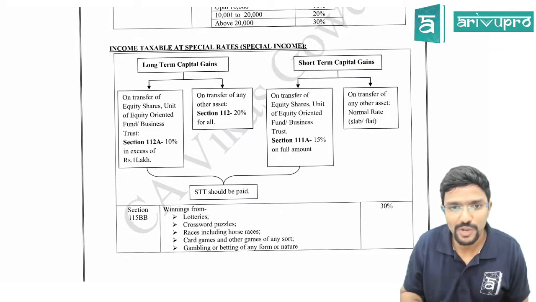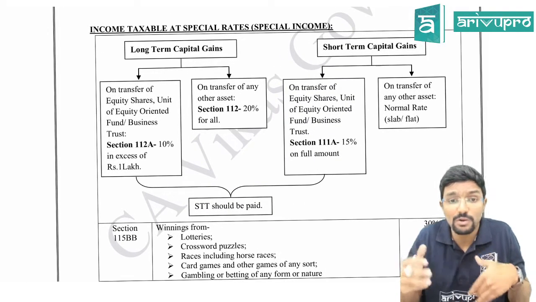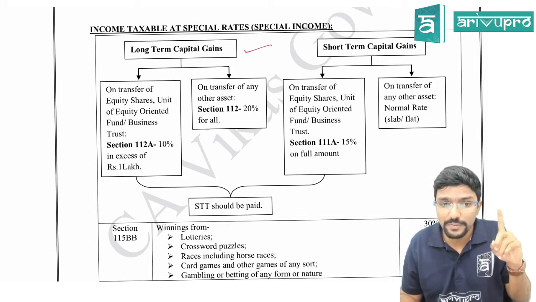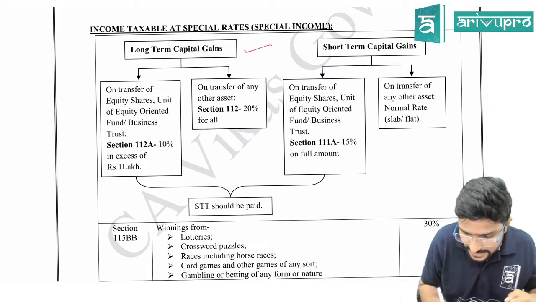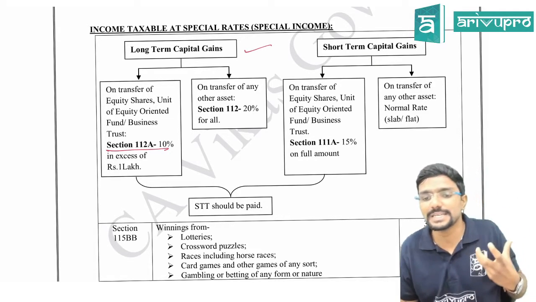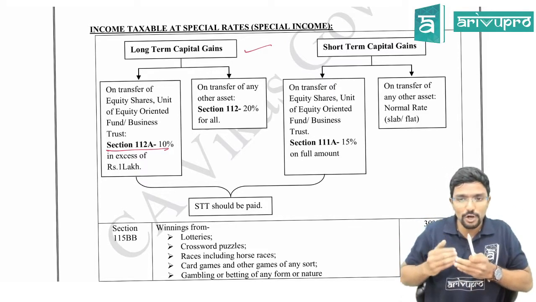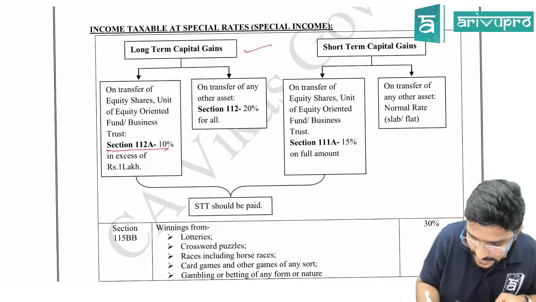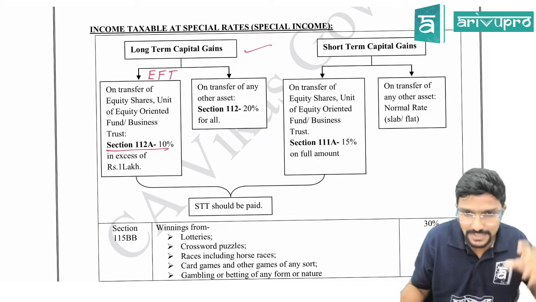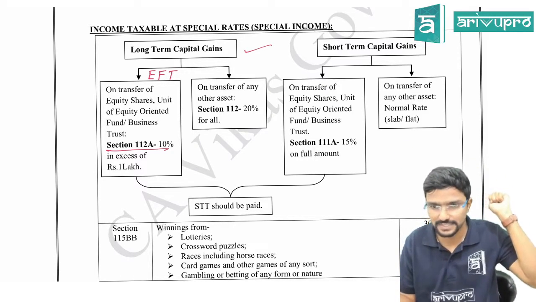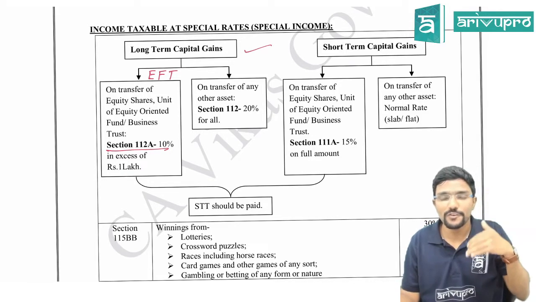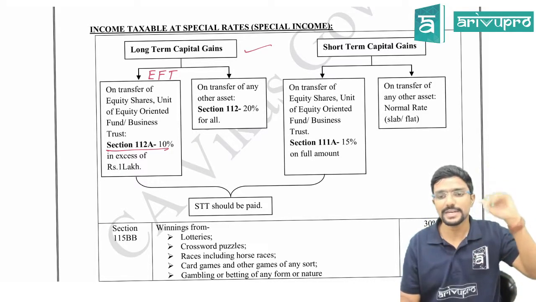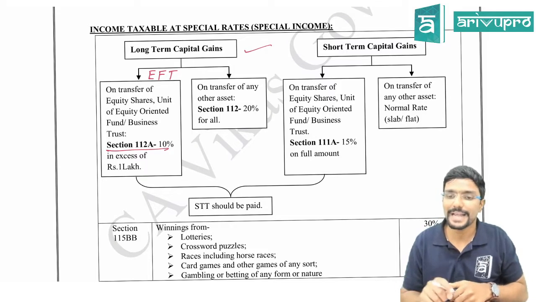Please pay attention. If you have any long-term capital gains, we have to see from what I have got that long-term capital gain. If it is from equity shares or units of equity oriented fund or business trust, it is covered under section 112A, where I have to pay 10% tax in excess of 1 lakh. That means if you have any long-term capital gain up to 1 lakh, don't pay tax. I can call this as EFT. Yesterday we discussed, that is equity shares, fund and units of business trust. Short form. So if you assume you have a long-term capital gain from the sale of equity share of only 80,000, you need not pay any tax. You have 1,30,000, then pay tax only on 30,000.